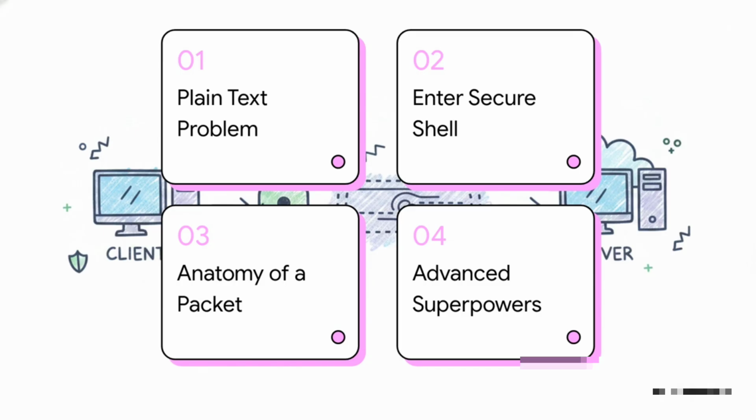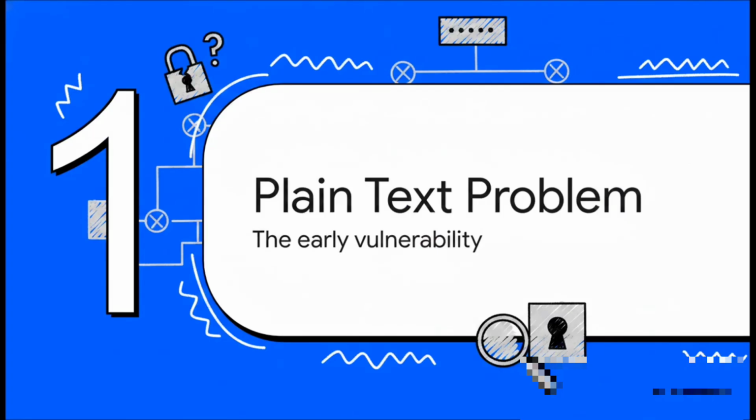Here's our quick roadmap for today. We'll start by tackling the plain text problem, then introduce our hero, Secure Shell. After that, we'll pop the hood to check out the anatomy of a packet, and finally, wrap things up with some advanced SSH superpowers. All right, Section 1, the plain text problem, the vulnerability that started it all.